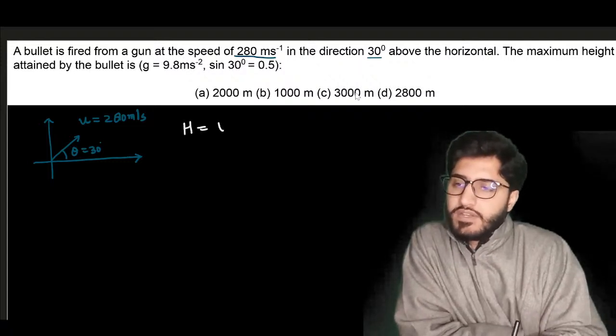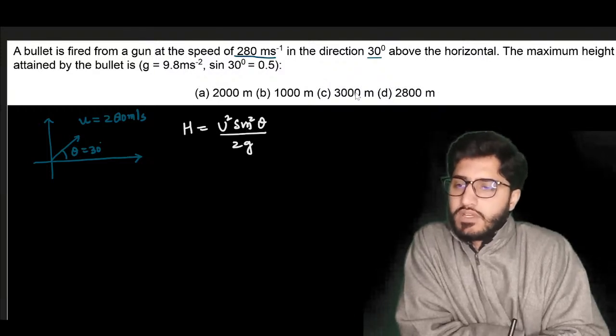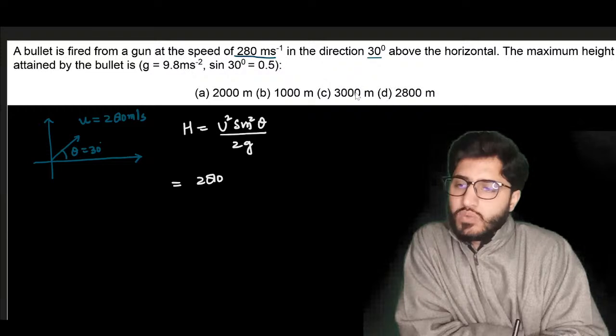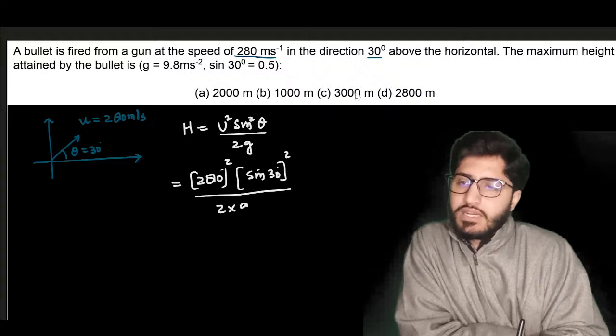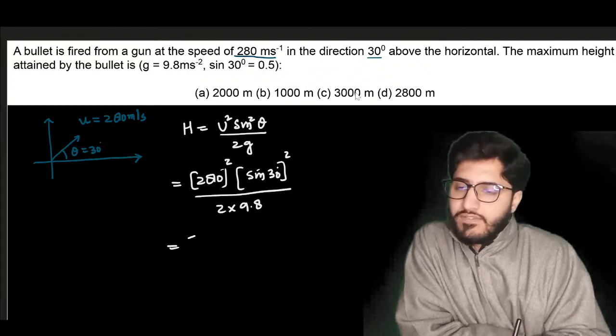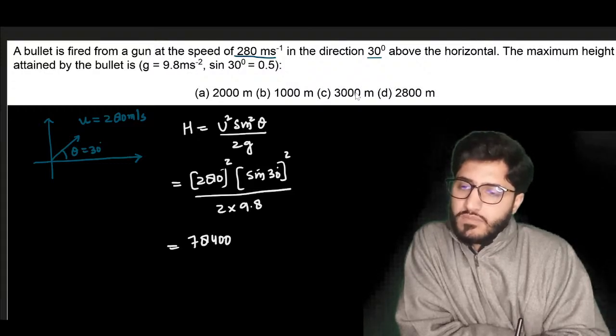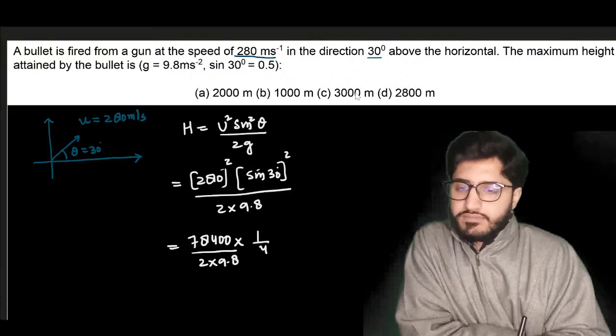What is h? Is it u square sine square theta whole divided by 2g? So let us put the values now. So what is u? Sir, u is 280. So I can write 280 square. It is sine square theta. So I can write sine 30 degree square whole divided by 2 multiplied by 9.8. So 280 multiplied by 280. So I guess it is 78400. Sine 30 is 1 by 2. So I can write 1 by 4 divided by 2 multiplied by 9.8.